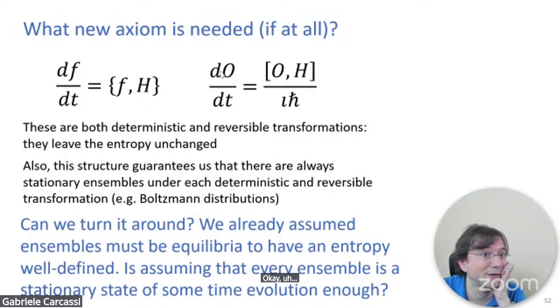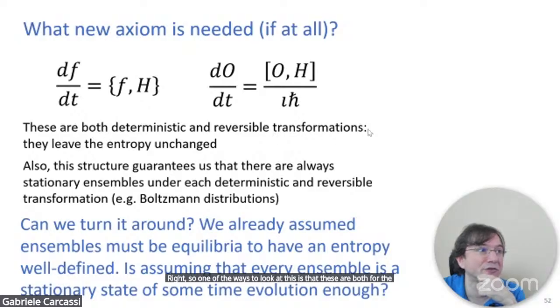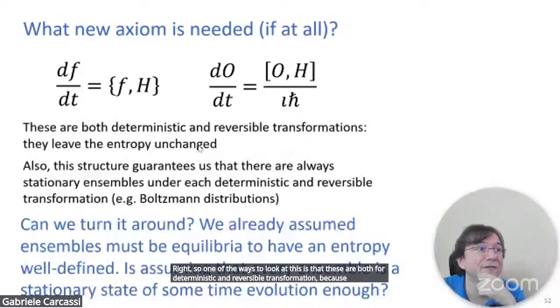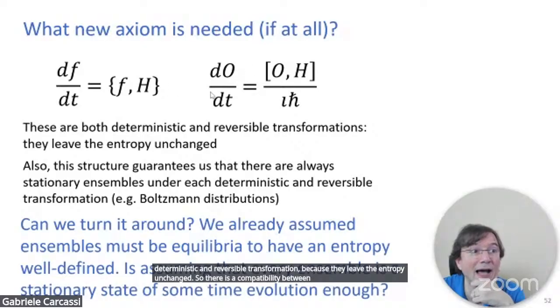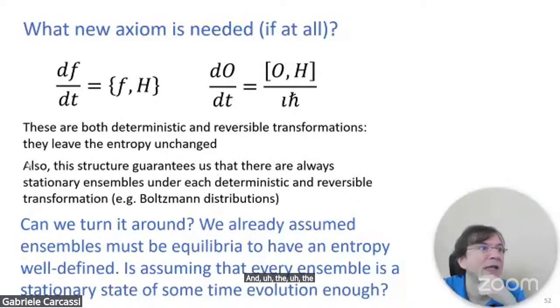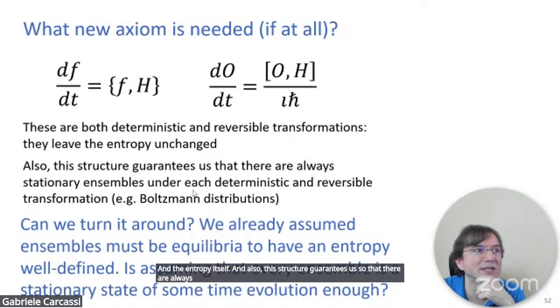Right, then it's the question of whether we have an axiom. One way to look at this is that these are both deterministic and reversible transformations because they leave the entropy unchanged. So there is a compatibility between this algebra and the entropy itself. And also, this structure guarantees us that there are always stationary ensembles under each deterministic and reversible evolution.